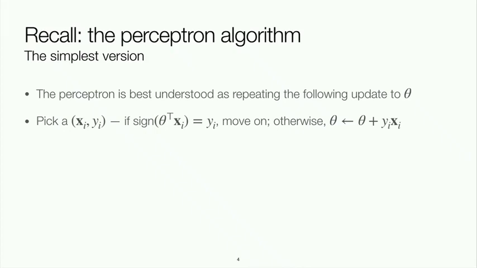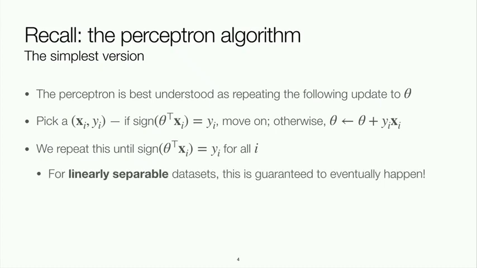If the model is correct, don't do anything. So if the sign matches the yi, which is either 1 or -1, then just move on. Otherwise, if your model got it wrong, then you add yi, xi to the parameters. And then we just repeat this very simple loop until the model correctly classifies all of our data points xi, yi.